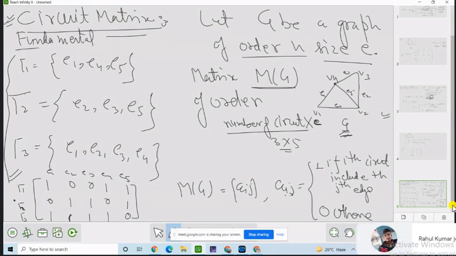Now, fundamental circuit matrix. What do you mean by fundamental circuit matrix? To define a fundamental circuit matrix, we need a spanning tree, because with respect to a given spanning tree, we can find the fundamental circuit. Are you getting my point?